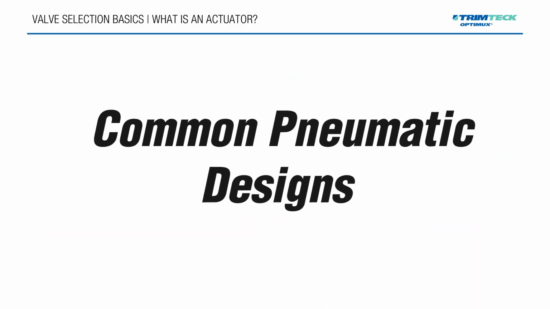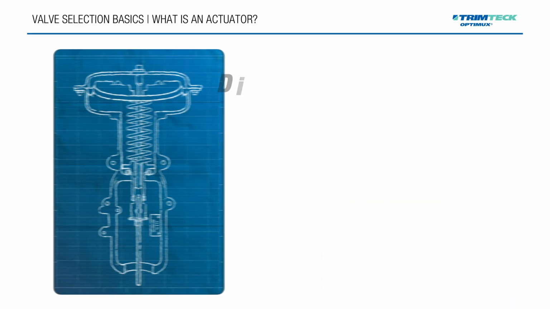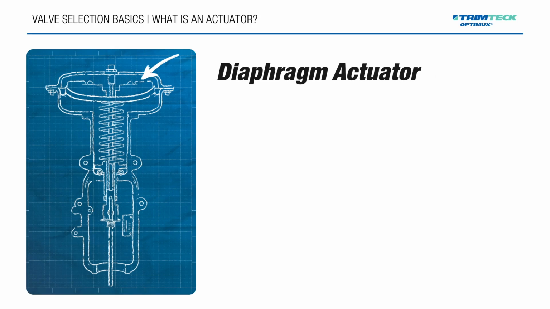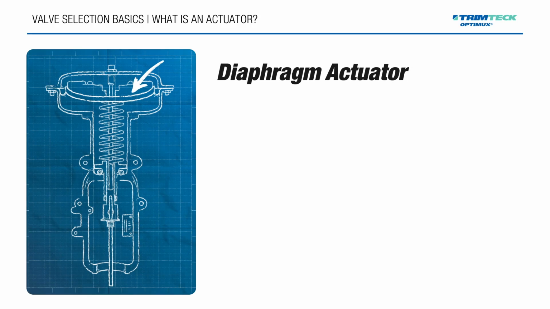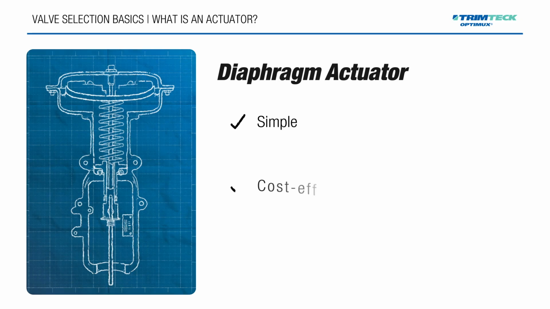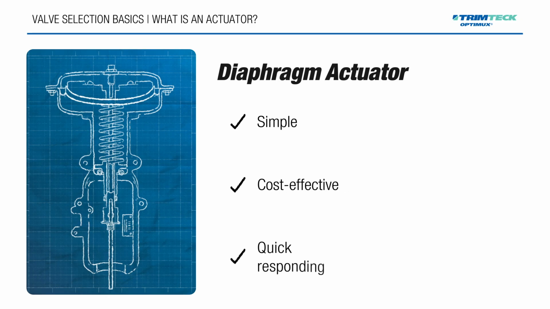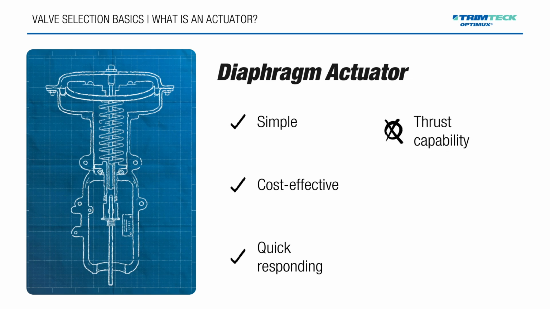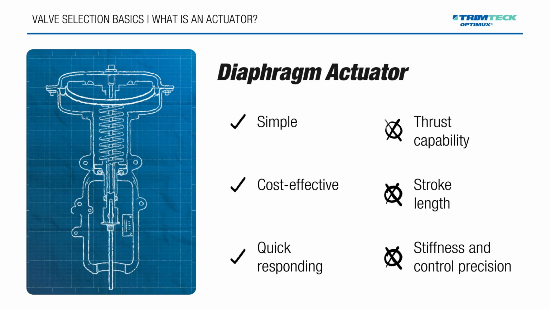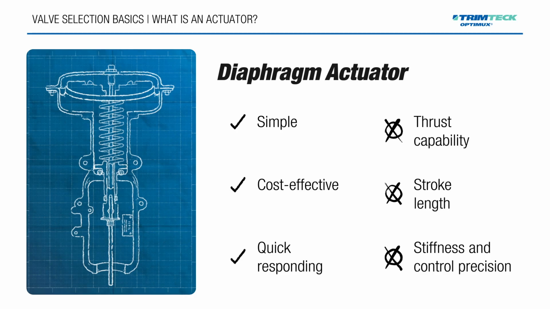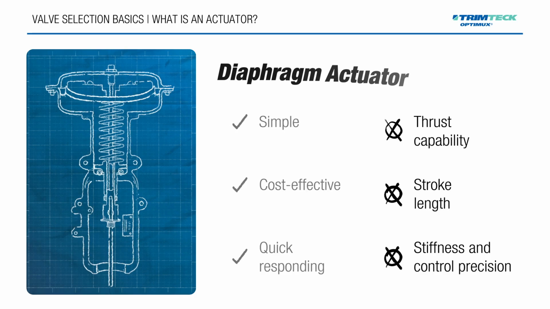Common pneumatic designs. Diaphragm actuators use air pressure acting on a flexible diaphragm to move the valve. They are simple, cost-effective, and quick responding. However, they are limited in thrust capability, stroke length, stiffness, and control precision. These limitations can affect performance in demanding control applications.